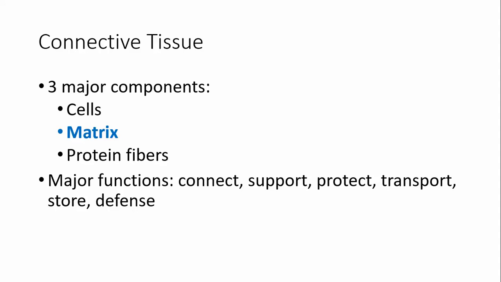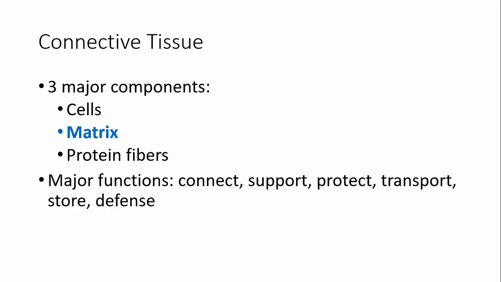But what they do have in common is they are all going to contain these three components: cells, a matrix, and then in that matrix, you'll have some scattered protein fibers that are going to help contribute to the structure and the function of that tissue.